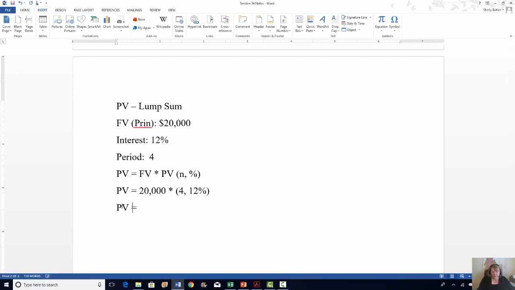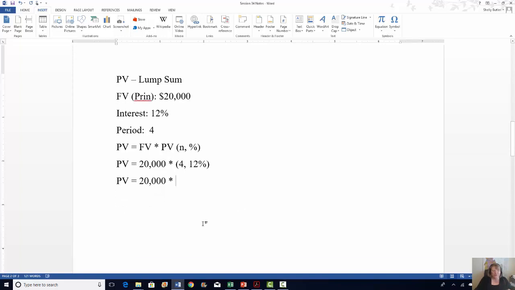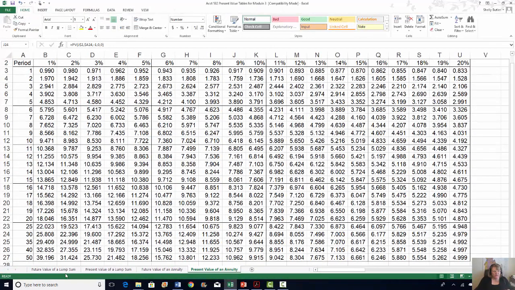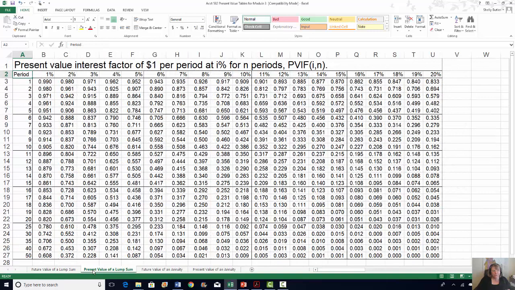Present value is 20,000 multiplied, and now we're going to have to go to our tables. And we're looking for 4 periods at 12%. So we need to find present value of a lump sum, and we want to look at 4 periods at 12%. Right there. 4 periods, 12%, and we've got 0.636.